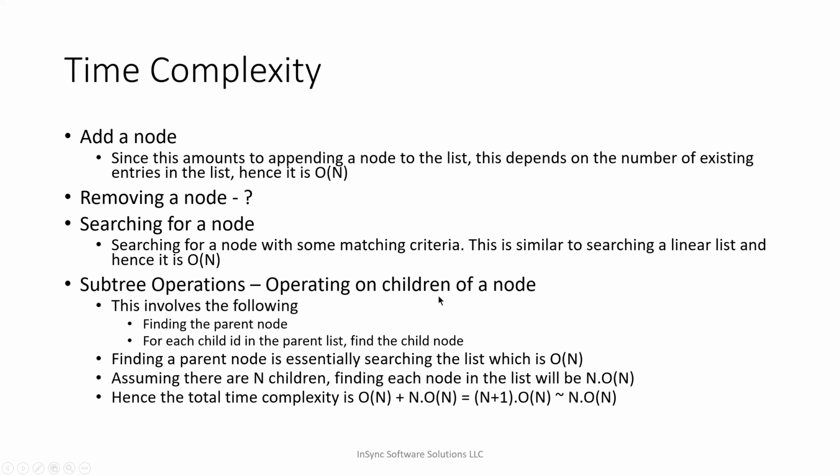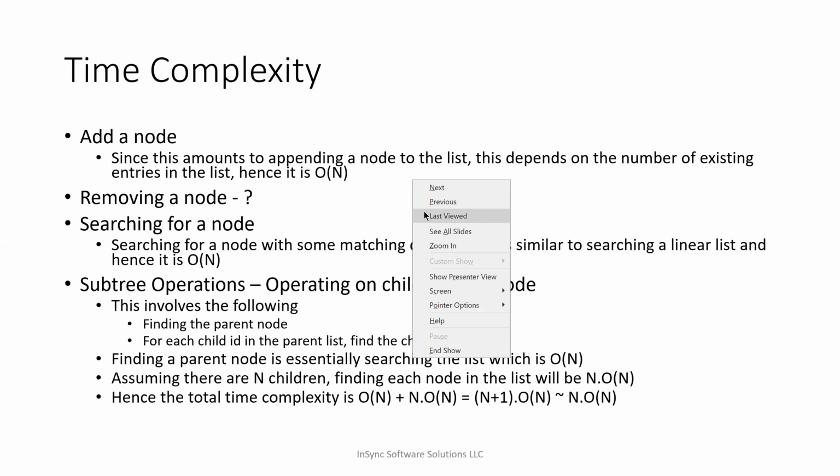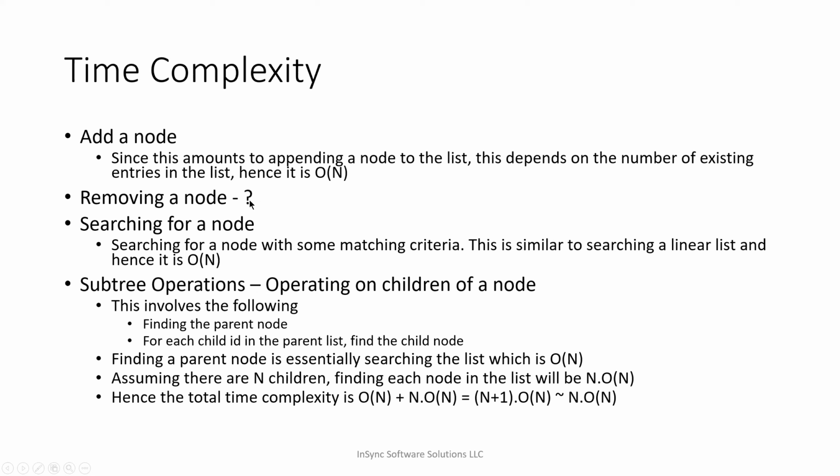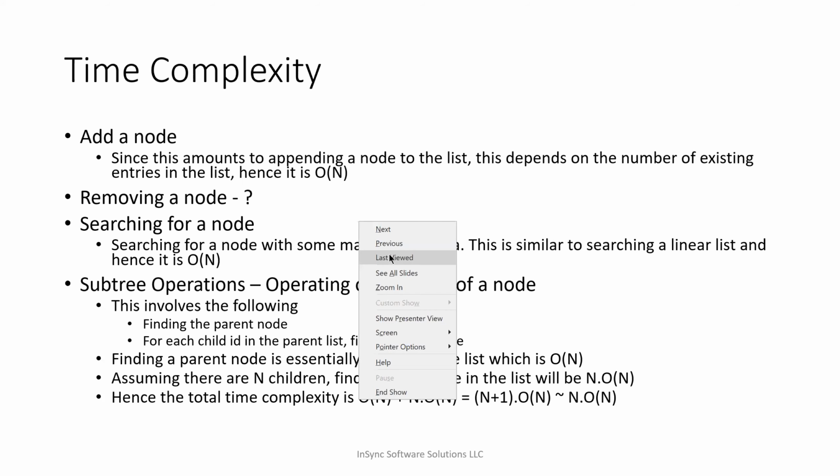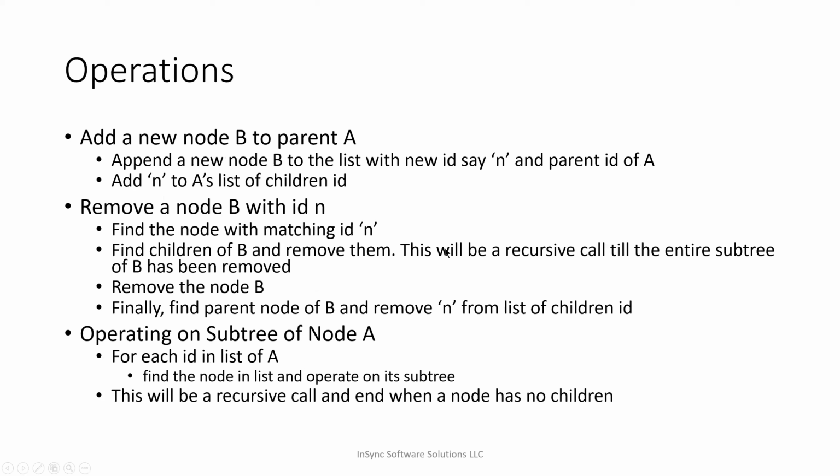Time complexity. We will look at the time complexity for adding a node and removing a node. For adding a node, it's just appending a node to the list, and it would be order of n. So would removing a node be just that? Do we really think that it is just order of n? It would be good if you give it some time and think about this.